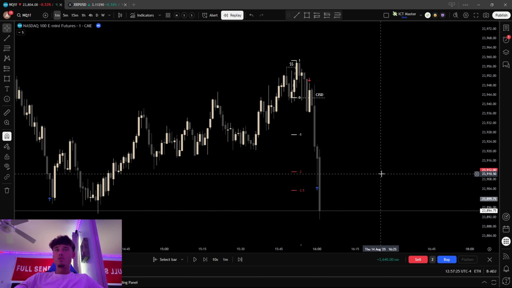So I hope you understand what a change of state is, how you can master it in the market. It's very simple, but always have a confluence for it. Don't just trade it because you see it. You have to have a strong bias that actually is showing you that you want to continue down or continue up, whatever the change of state is.